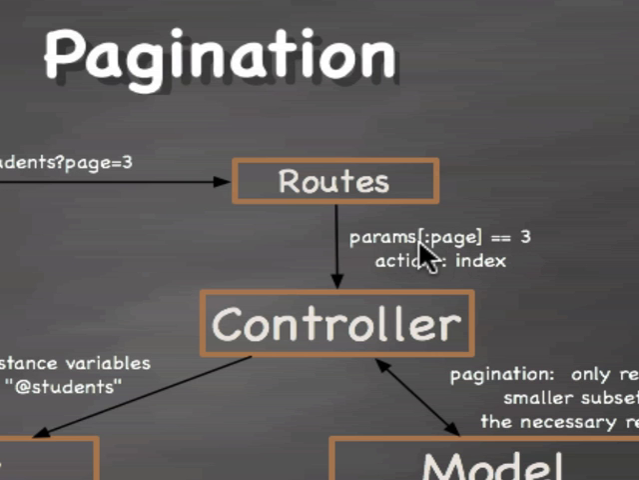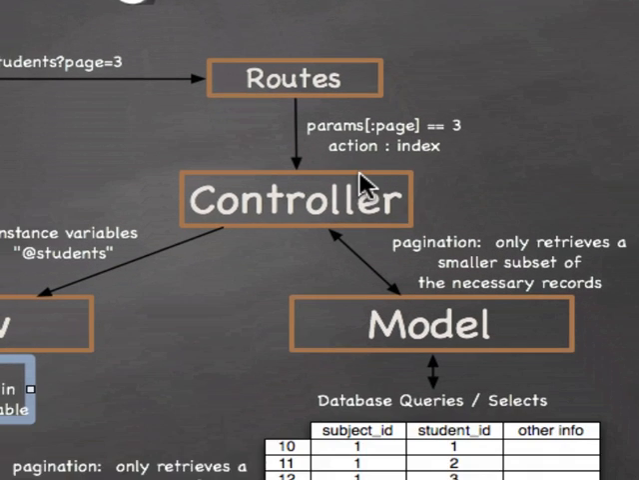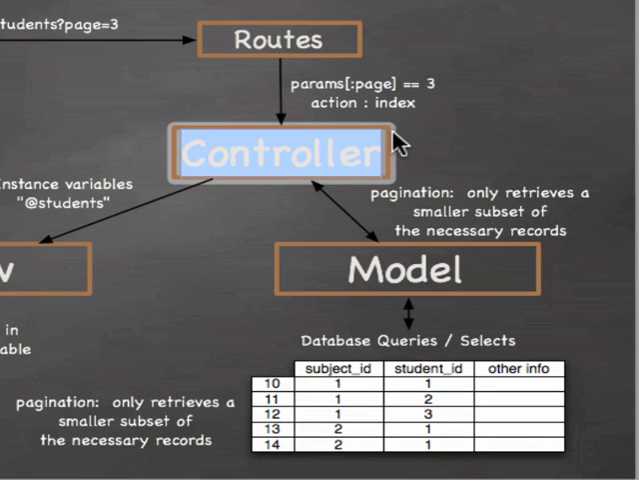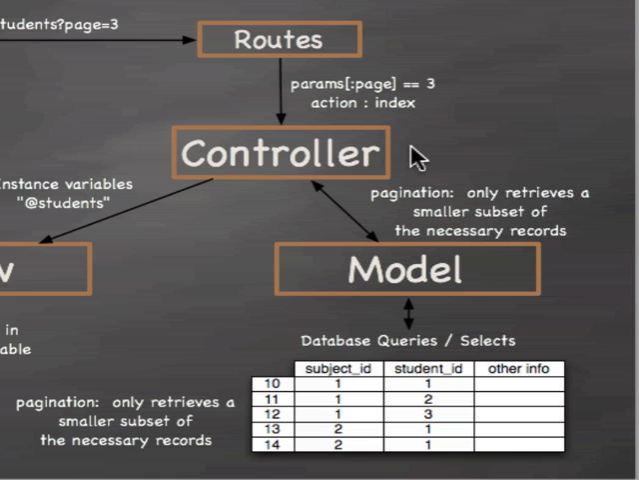So if I say params[:page], then that will result in the value of 3 because that came from the request. And the action is also populated by the route system, and it's going to call the index action for this particular student controller. So then the controller makes a call and says, I only want to select a certain subset of all of these records in the database.